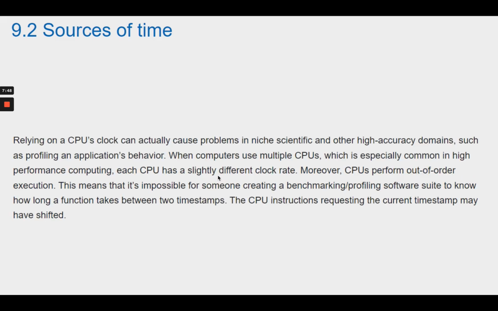Relying on a CPU's clock can actually cause problems in niche scientific and other high-accuracy domains, such as profiling an application's behavior. When computers use multiple CPUs, which is especially common in high-performance computing, each CPU has a slightly different clock rate. Moreover, CPUs perform out-of-order execution. This means it's impossible for someone creating a benchmarking or profiling software suite to know how long a function takes between two timestamps. The CPU instructions requesting the current timestamp may have shifted.